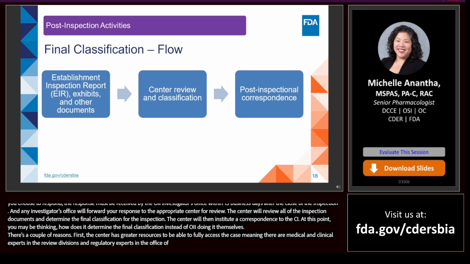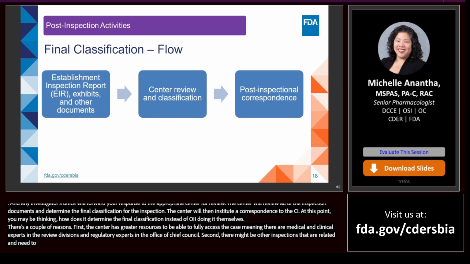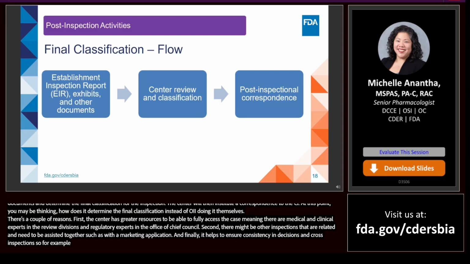Second, there might be other inspections that are related and need to be assessed together, such as with a marketing application. And finally, it helps ensure consistency in decision-making across inspections. So, for example, an inspection in Seattle is reviewed and handled under the same criteria as an inspection in New York City.